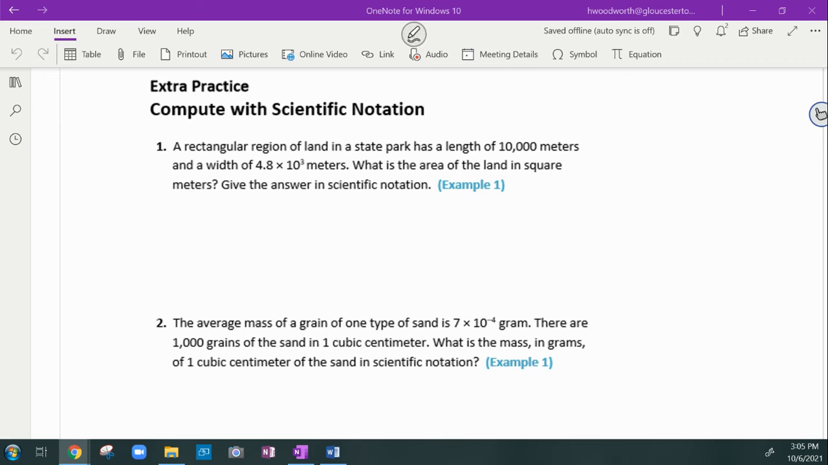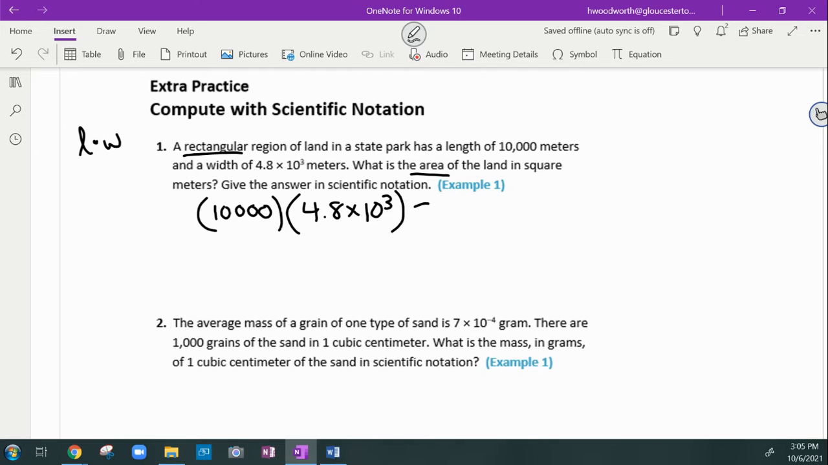The answers, lightning version. You already read it, so you know that it's talking about area. And we find area of a rectangular region by doing the length times the width. So this is a multiplication problem. We'll start with the length: a length of 10,000, and we're going to multiply that by a width of 4.8 times 10 to the third.